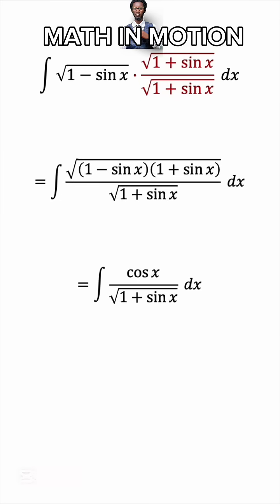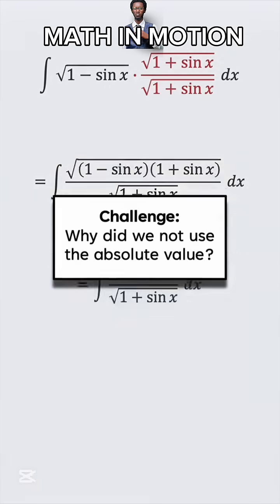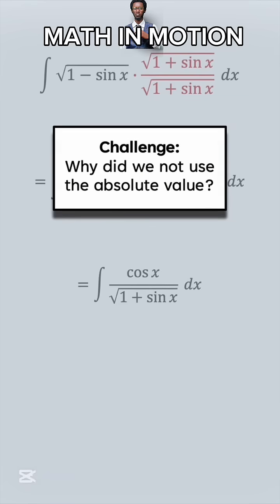And this is where the challenge question comes in. Shouldn't we put the absolute value sign around the cosine x? Why did we not include this absolute value when we cancelled the square root? Let me know what you think.